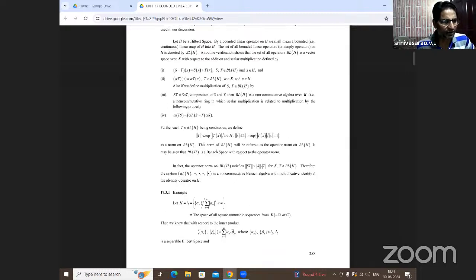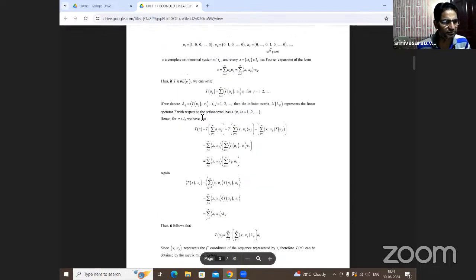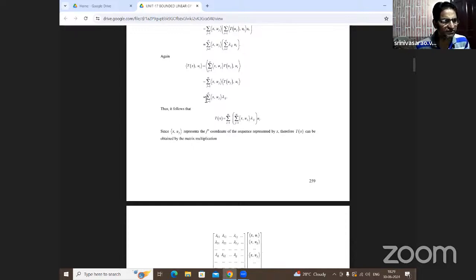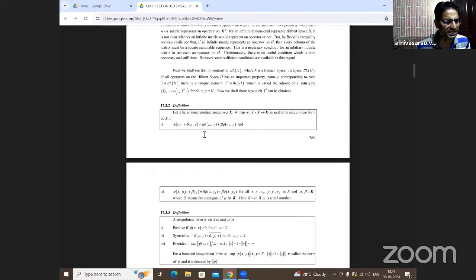Okay. Now, according to the definition of the norm of T, norm T means the supremum of mod T of X under the unit norm. Some theorems are also explained in the previous topics. According to that definition, now these properties, these operators are very important.